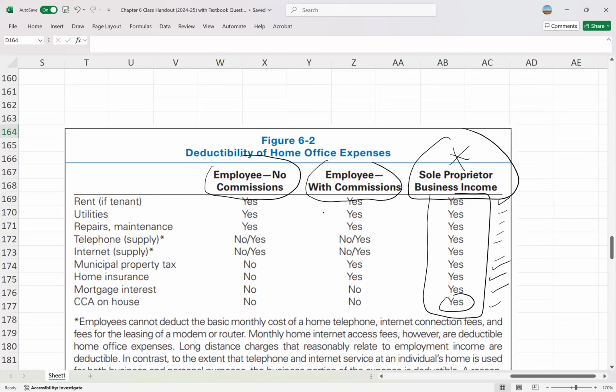So even though you can take CCA on the house as a deduction if you're operating a home office for your sole proprietorship, a lot of individuals don't do that because they don't want to sort of taint any sort of principal resident designation. So if they do sell the house later on at a huge gain, if it's 100% principal resident, then they don't have to pay any tax on that gain. But this is just a summary of all the home office expenses that one could deduct against business income.